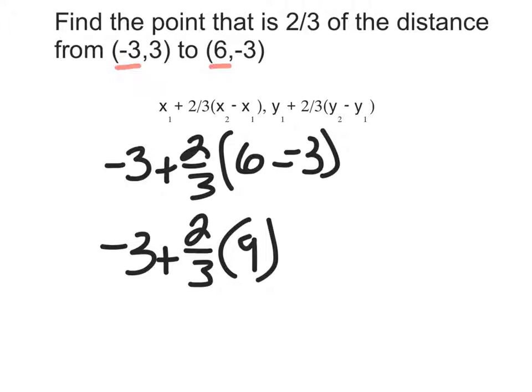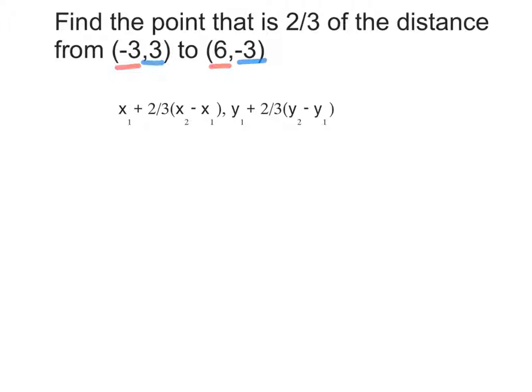This should start to feel familiar. We found 2/3 of 9 earlier. 2/3 of 9 is 6. So this is going to turn into -3 plus 6. -3 plus 6 is 3. That's our new x-coordinate. Now we need to repeat this for our y-coordinates.